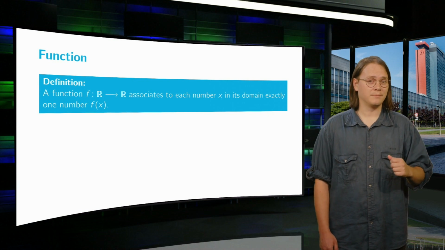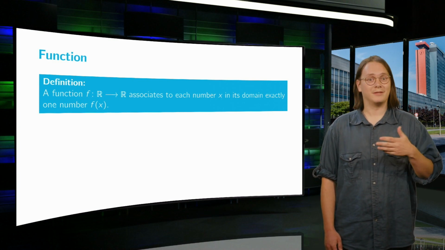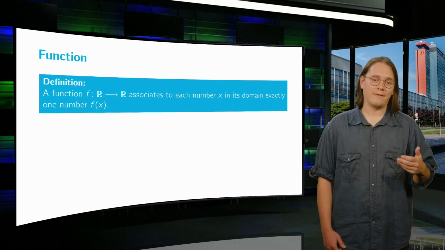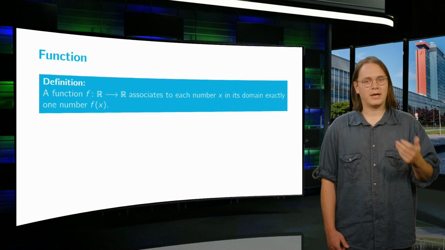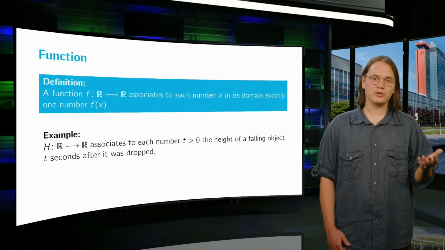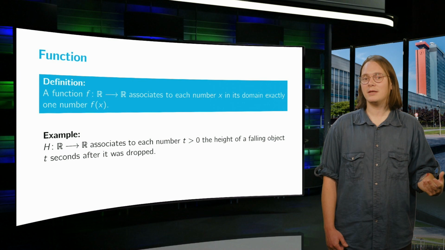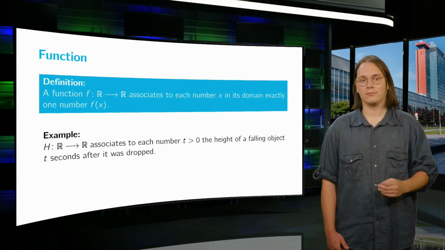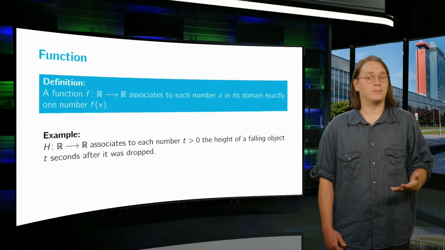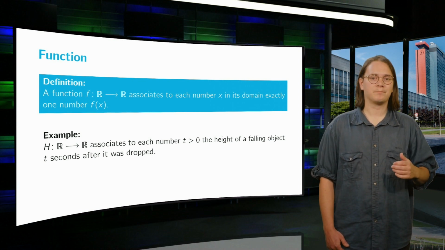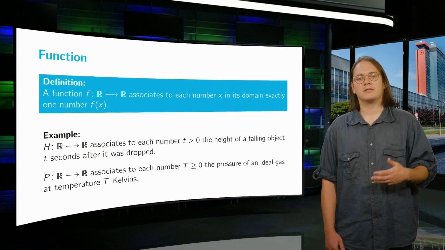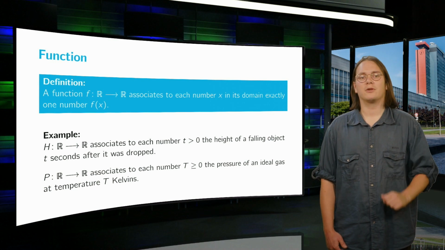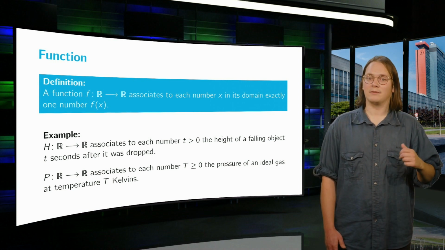Functions are very versatile. For instance, we may interpret the input values as times and output values as a corresponding quantity at that time. To make it specific, we could consider the function h that associates to each value t the height of some object t seconds after dropping it from some height in a vacuum. The input values could also be something completely different, however. For instance, we could consider p to be the function that associates to each value T the pressure of some fixed volume of ideal gas at T Kelvin.